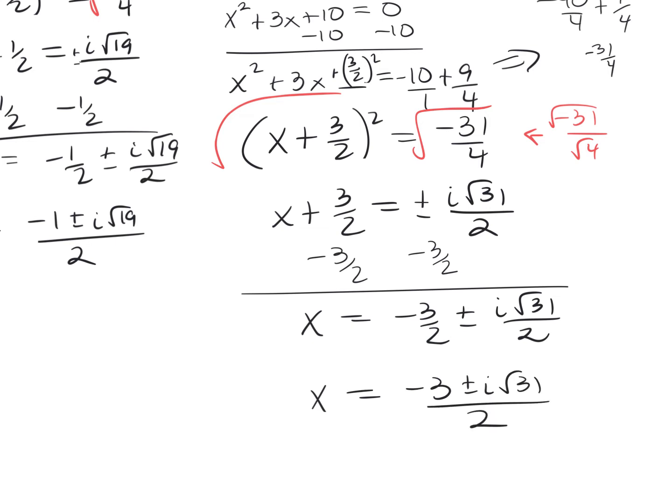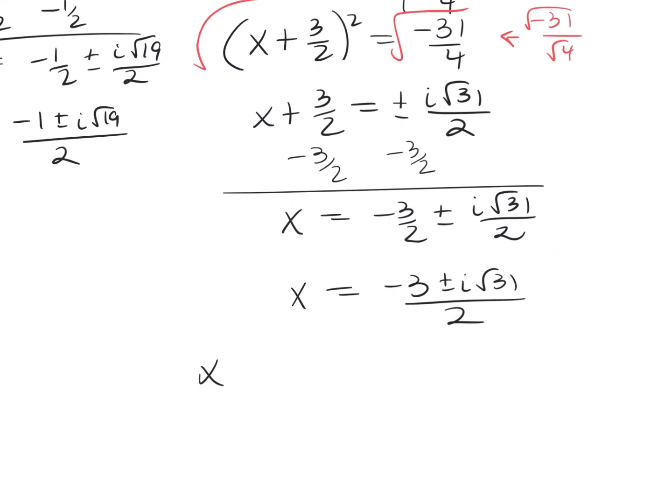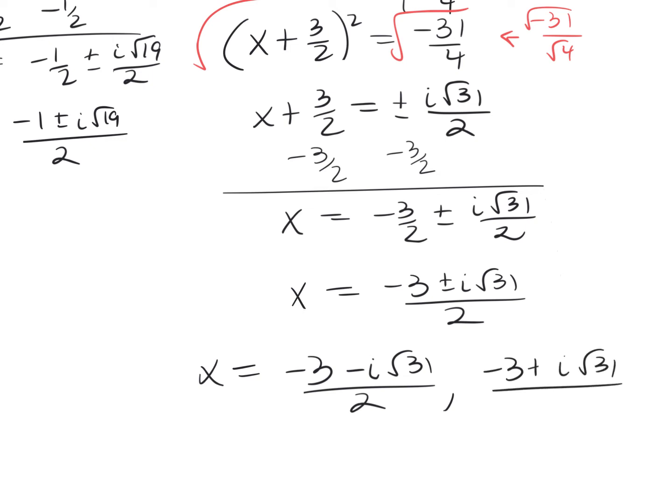And you can combine it with a single denominator if you wish. Again, WebAssign may ask you to pull it apart. So you may be doing -3 minus i root 31 over 2, comma, -3 plus i root 31 over 2. So just read how WebAssign wants you to enter them.